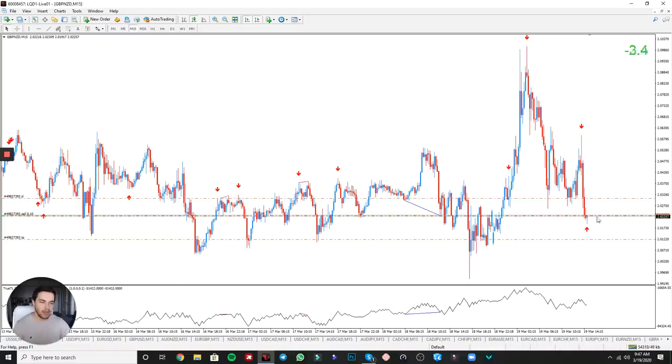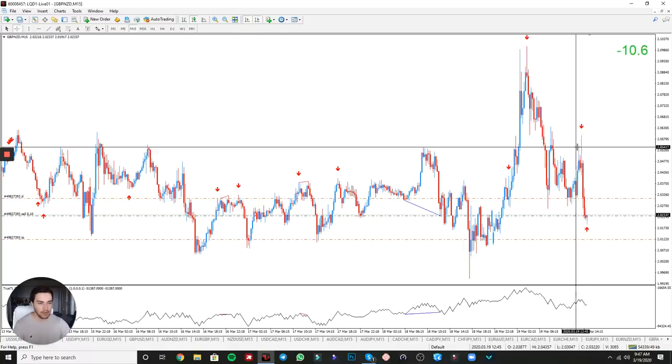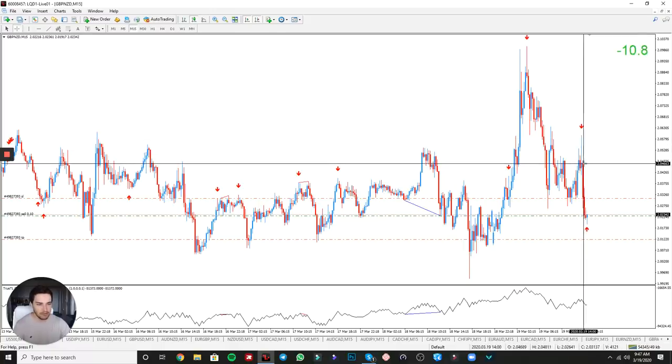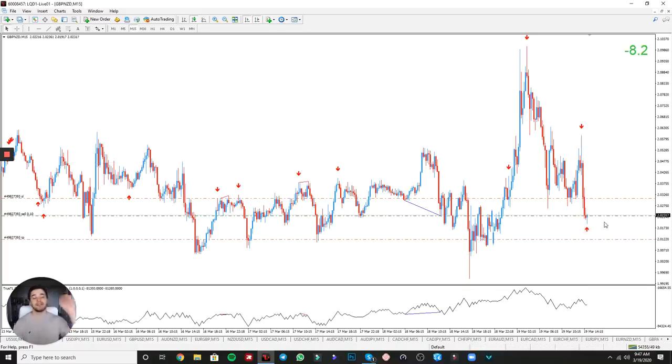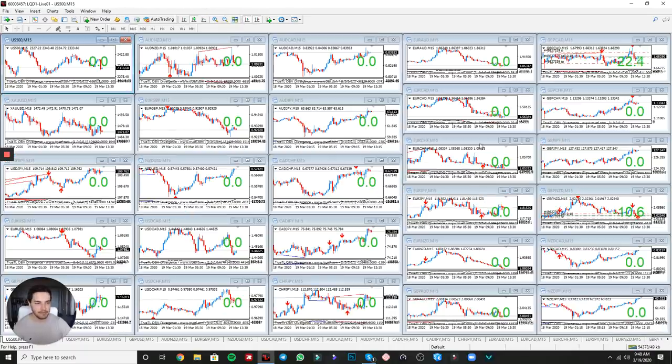I mean, obviously I got a horrible entry here, so I don't care if this one hits stop loss or not. But yeah, if I would have gotten in at the close of this blue candle, how much did it fall? It fell down by 267 pips right there. So yeah, clearly I got in at a bad spot. Horrible entry. But I just wanted to show you that. So let's go ahead and pull this up right here.